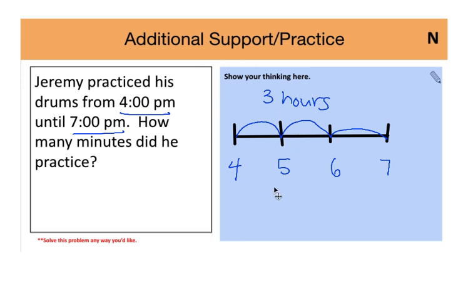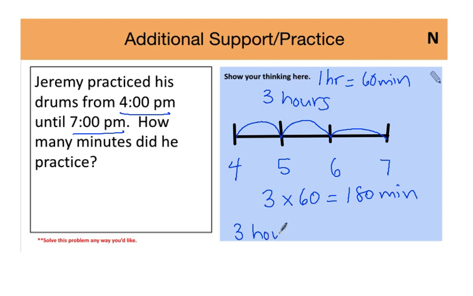We could go ahead and solve that by multiplying, knowing that our rule is 1 hour is equal to 60 minutes. So 3 times the 60 minutes would give us 180 minutes for 3 hours. So we can write 3 hours is equal to 180 minutes.